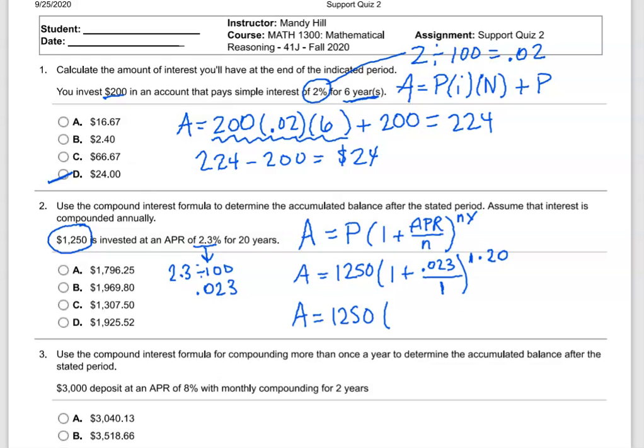But I could do this part. I mean, this is 1 plus 0.023 over 1. You should get 1.023 if I do that. And then I've got 1 times 20. Well, I know that's just 20. And your calculator absolutely could handle all this. How do you type that exponent of 20? The little rooftop thing, right? You got to type that little rooftop thing in to get 1,250 times 1.023 raised to the 20th power.